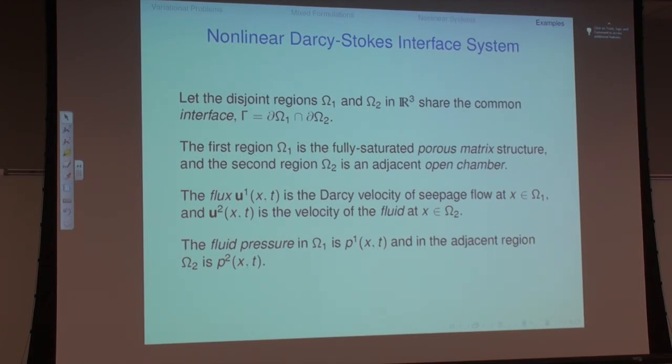So to set up notation, I have two parts of my region, omega 1 and omega 2, and they share the interface gamma. The first one is the saturated porous matrix structure, and the second one is the adjacent open chamber, each of which is fully saturated. The fluid velocities are denoted by U1 in the Darcy region, U2 in the free fluid. Left and right has no meaning here, it's just 1 and 2. And I denote the corresponding pressures by P1 and P2. So I'm using the superscripts to tell you whether I'm in omega 1 or omega 2, either in the porous medium or in the free fluid.